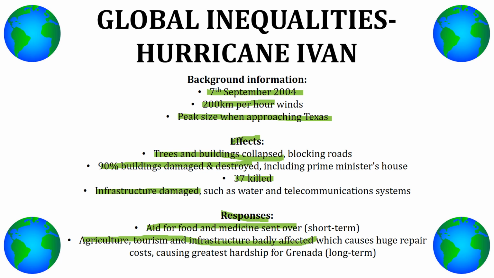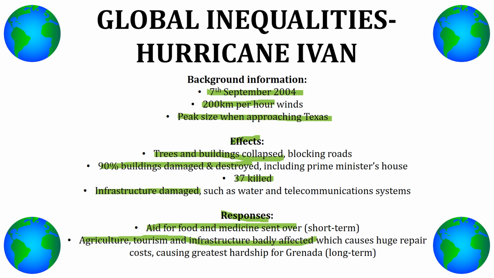So a case study for global inequalities is Hurricane Ivan, and this occurred on the 7th of September 2004. There were winds of 200 kilometers per hour, and it reached its peak size when it was approaching Texas. The hurricane occurred across all of the Gulf of Mexico, which affected a number of Caribbean islands and countries such as Grenada.